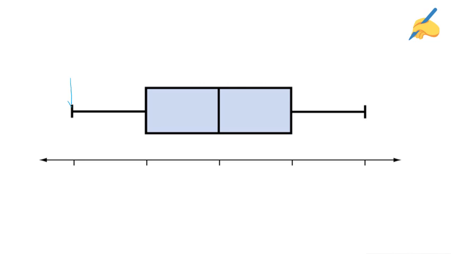So down here, we've got the minimum value. Next here, we've got Q1. Then we've got the median, which is also called Q2. Here, Q3. And at this end, we've got our max value.